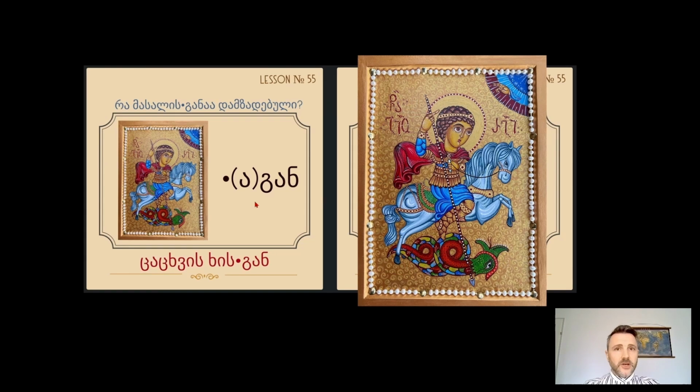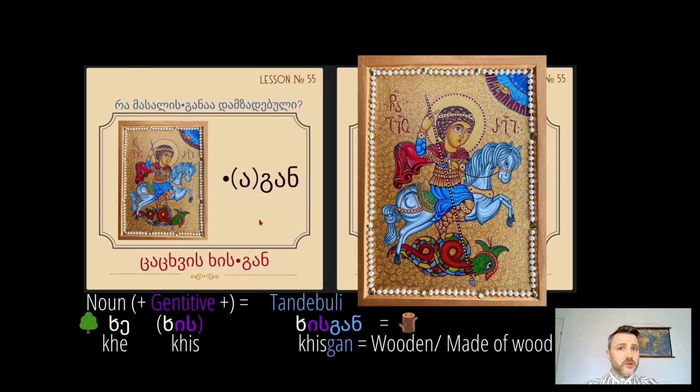Here we have an icon. All icons are made of wood. So if we want to say that it's made of wood, it's made from wood, then we're going to need GAN in the question and in the answer. Ge is tree, gis is the genitive of tree, GAN means it's made from or made of wood, and so technically it's wooden.